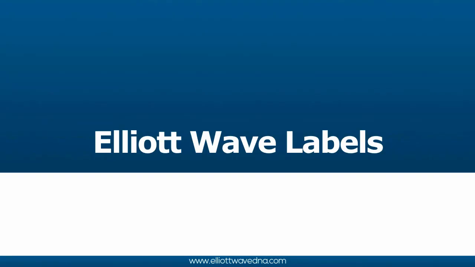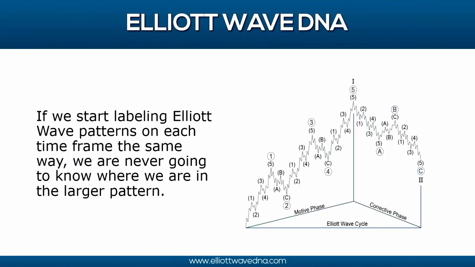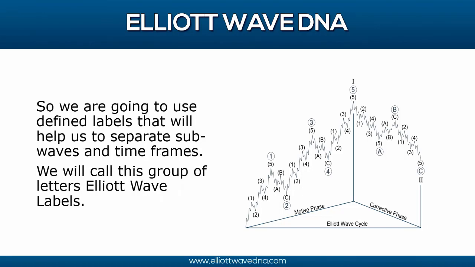Elliott wave labels. If we start labeling Elliott wave patterns on each time frame the same way, we're never going to know where we are in the larger pattern. So we are going to use defined labels that will help us to separate the subwaves and time frames. We will call this group of letters Elliott wave labels.